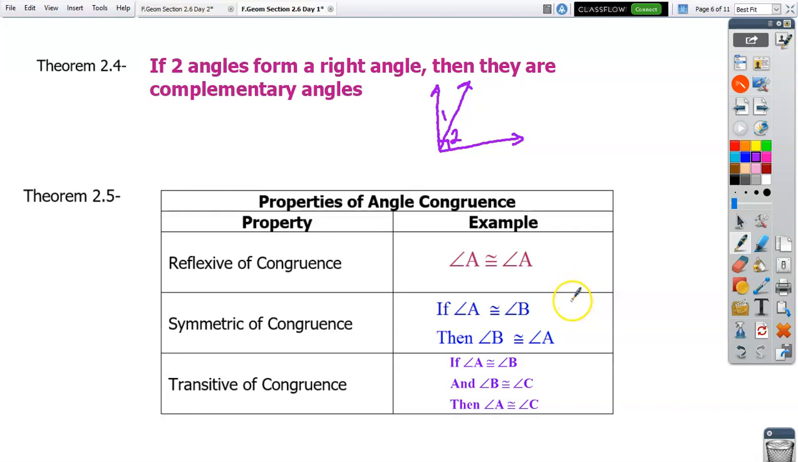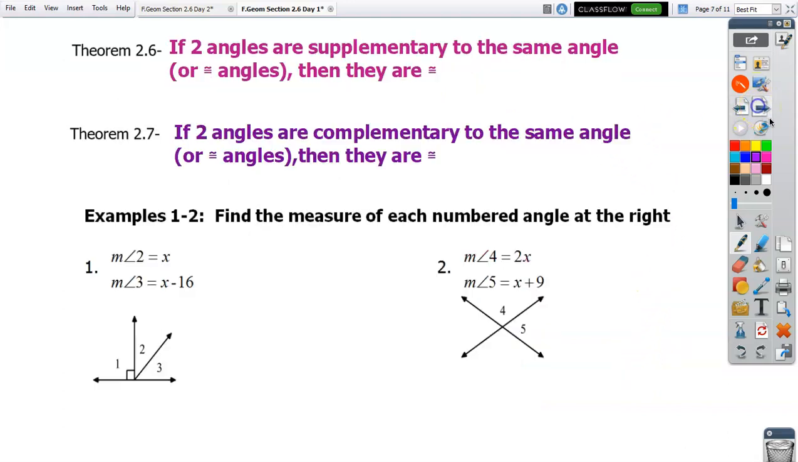And then same thing with the transitive property of congruence. If angle A is congruent to angle B, and angle B is congruent to angle C, then angle C is congruent to angle A. Or angle A is congruent to angle C. I mixed that up, but you get the point. Same thing as the transitive property of equality. Next, a couple more theorems.